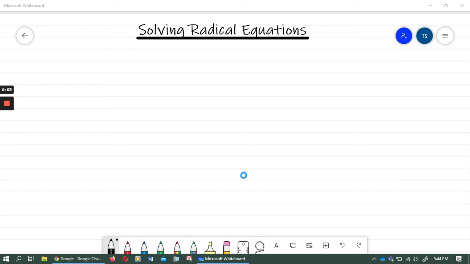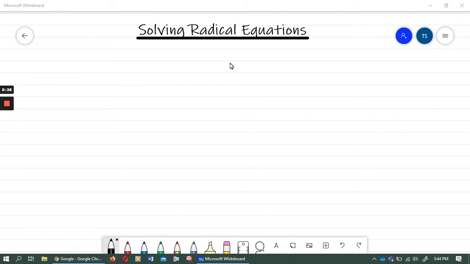Hello students! This lesson is about solving radical equations. Just a brief reminder, we have talked a little bit about radicals in some of our previous lessons where we were discussing solving quadratic equations. And again, we kind of broke down some of the different parts of radicals.